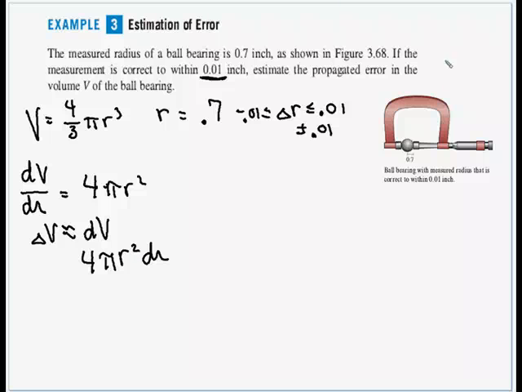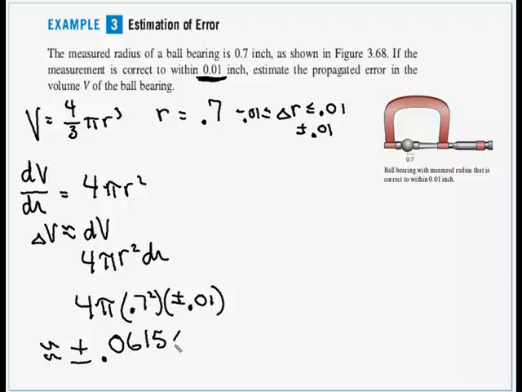And now we can just plug in some stuff from our given setup to the problem. So we have 4 pi. Our radius was 0.7, so we're going to have 0.7 squared for the radius squared. And then dr was within 0.01 inches, so times plus or minus 0.01. If we work this out on the calculator, 4 times pi times that radius squared times 0.01, we're going to get approximately plus or minus 0.06158 inches cubed, because again we're talking about volume.